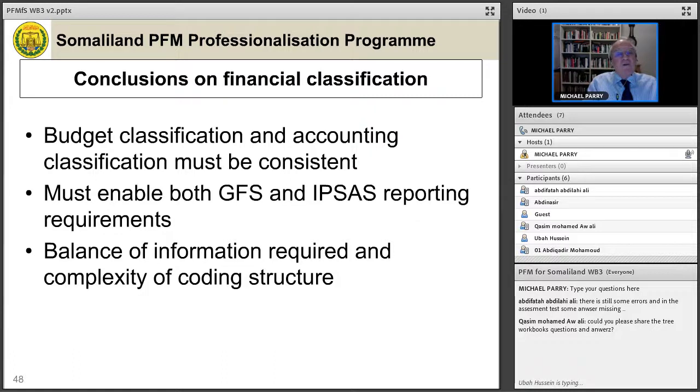Secondly, your coding structure must enable both GFS, IMF GFS, and IPSAS reporting requirements. And finally, there is a balance between the information required and the complexity of the coding structure.